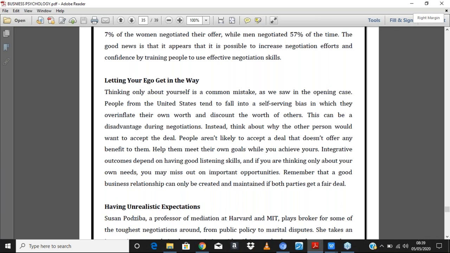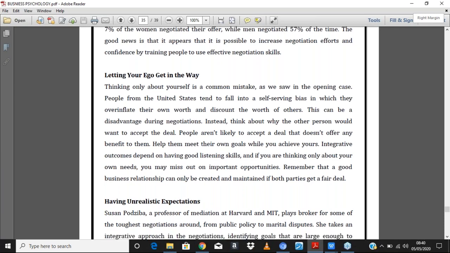We saw that people from the US tend to fall into this. It can be a disadvantage during negotiations when you tend to believe you are better, you have the better advantage, you have more to offer, and so everybody must be at your beck and call. That can be a major issue. You do not approach negotiation in a way that makes you look proud, and no one can put your ego in the way.